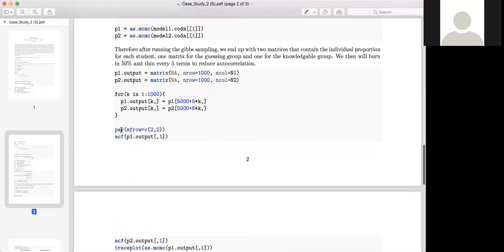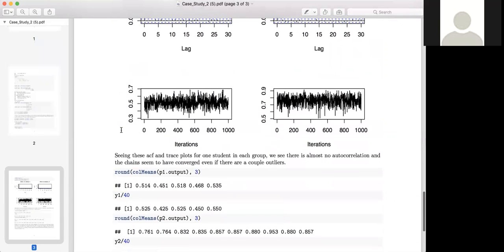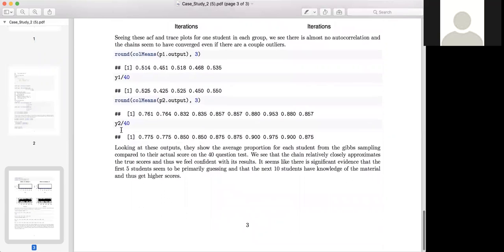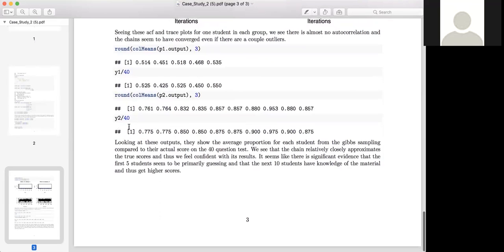Then we ran the model and we thinned and burned in to reduce the autocorrelation. We didn't put these in graph form, but right here you see this first output is their average correct rate in the Markov chain, and the second column is the perceived average that we saw in the 40 question test. For each individual, the chain pretty much mimics the truth, and this second output is for the knowledgeable group. So we concluded that there are 2 groups, and one seems to have some level of knowledge, which differs by individual.